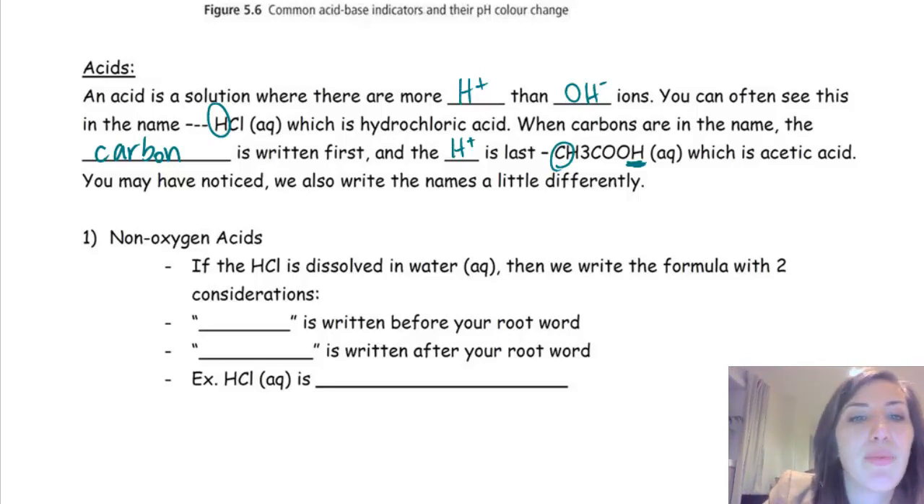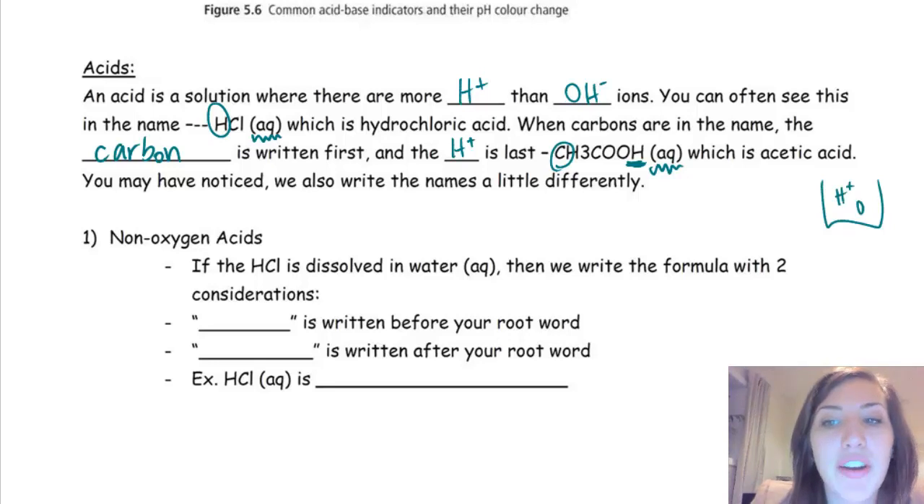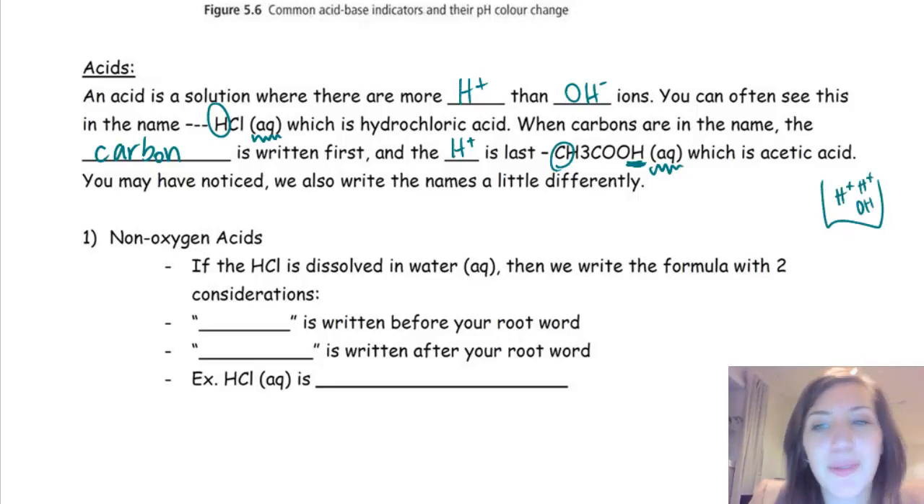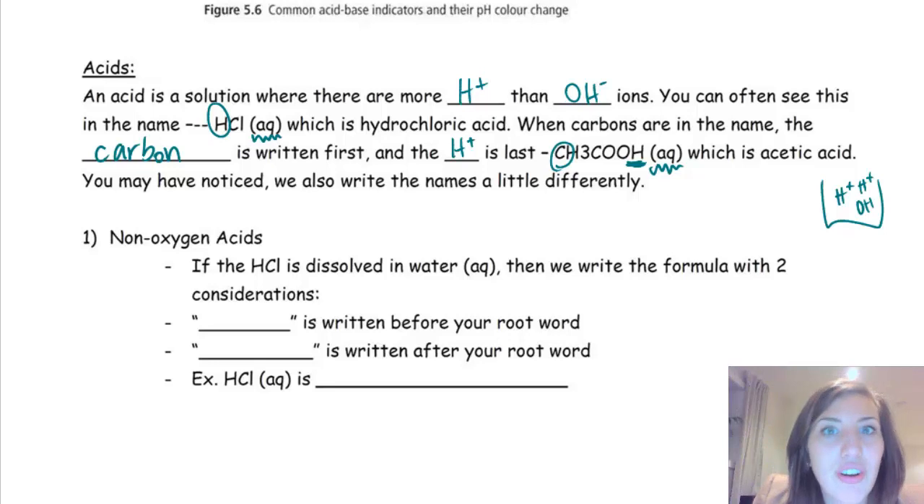Now also notice that we have this word aqueous beside, because when we talked at the beginning, these are dissolved in water. So these are little buckets of water there. They're dissolved in water. That's how we know. So if you have HCl, usually that's hydrogen chloride. But if you have HCl dissolved in water, it becomes something else. It becomes an acid and we name it differently.